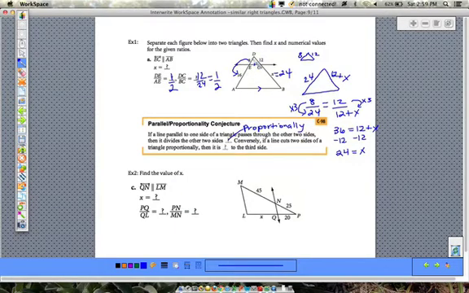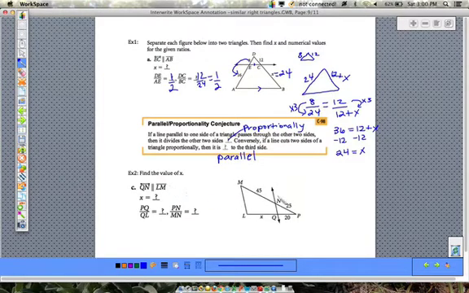So as we can see, this parallel line cuts these two sides, DA and DB, proportionally. It doesn't cut the third side, but it cuts these two sides proportionally. And conversely, if a line cuts two sides of a triangle proportionally, then it is parallel to the third side. So we can determine if a line is parallel if we have proportional segments.